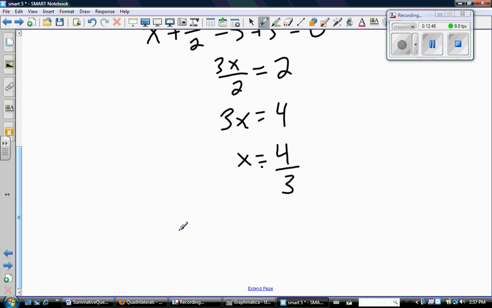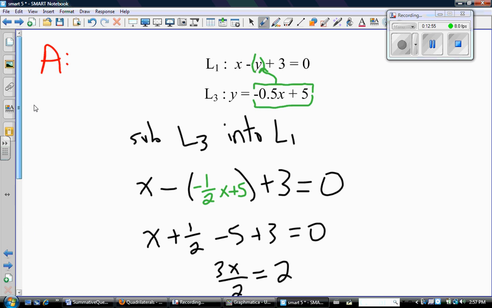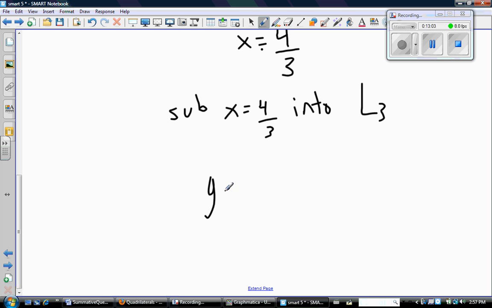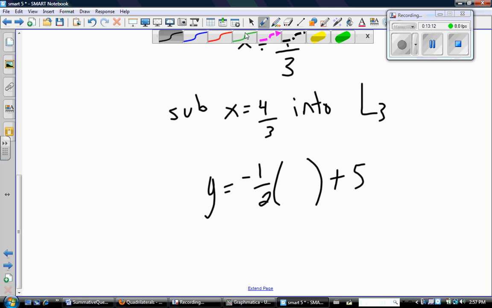So now I'm going to sub x equals 4 over 3 into one of my equations. Which one do I like better? Let's use equation 3 because it's already in y equals form. So y equals negative 1/2 x plus 5. And we're going to do that substitution. Remember, we take this value of x and we sub it into that bracket. And now we just have to do the algebra and solve for y.